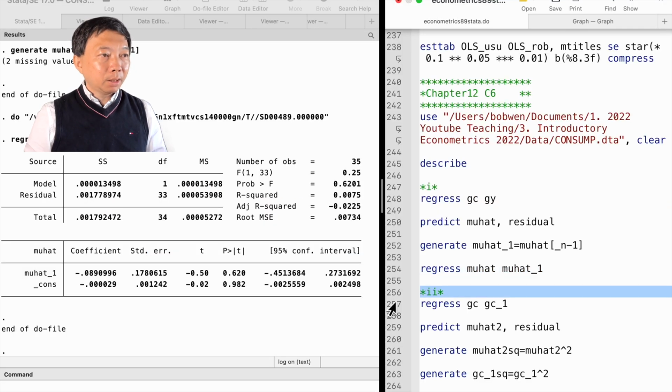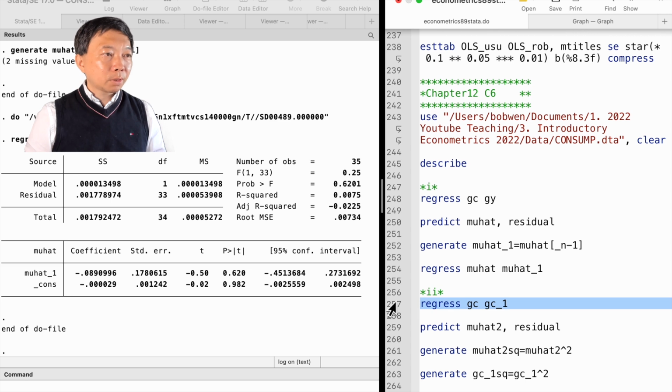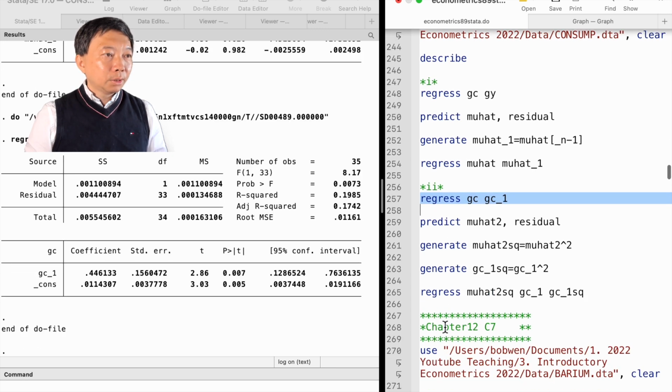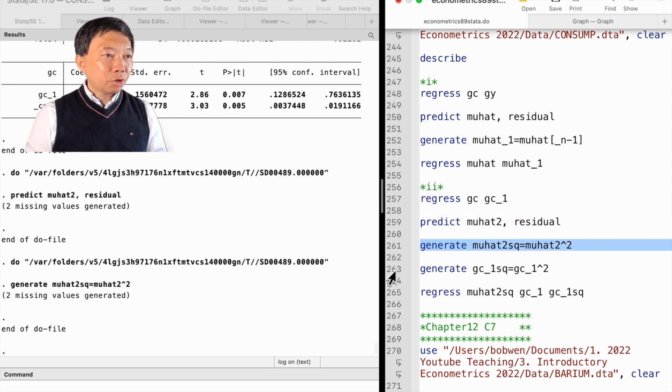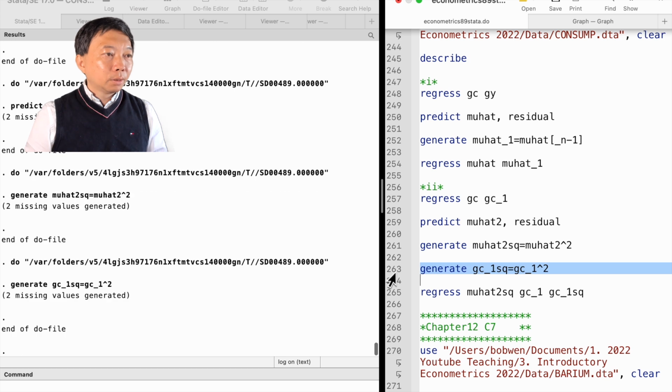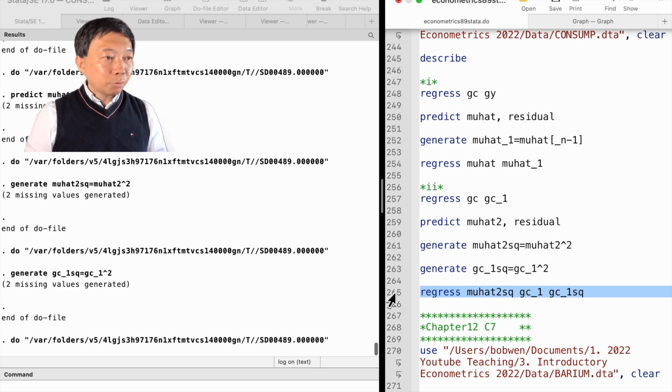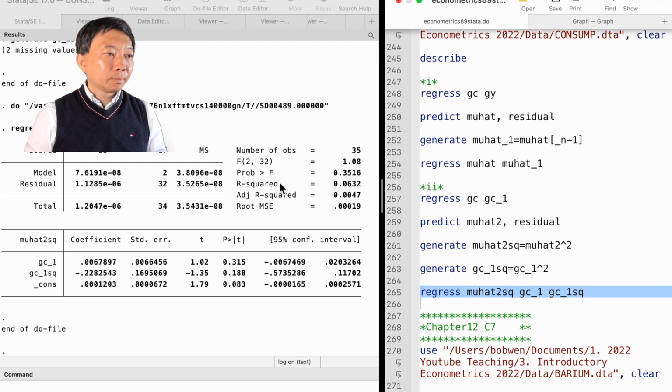To test the permanent income hypothesis, we regress consumption growth on its lag. To test for heteroscedasticity in the errors, we store the residual and generate its squared term. Then we regress the squared residuals on the lagged consumption growth and the squared lagged consumption growth. The F statistic for the joint significance is 1.08 and its p-value is 0.35. So there's no evidence of heteroscedasticity in the errors.